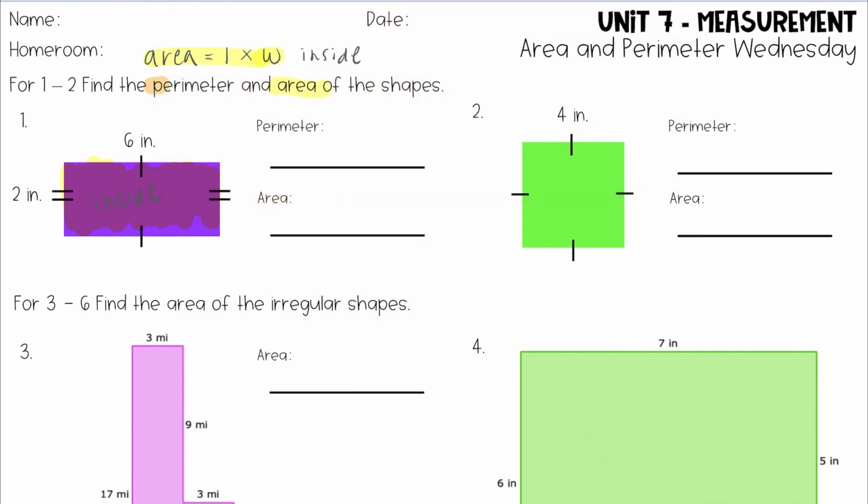Now moving on to perimeter. Perimeter is different from area. It's still measuring a shape, but instead of measuring the inside of the shape, perimeter measures the outside of the shape. And the way that we find this measurement is we add up all of the sides. So we add up the perimeter of the shape, or the outside of the shape.